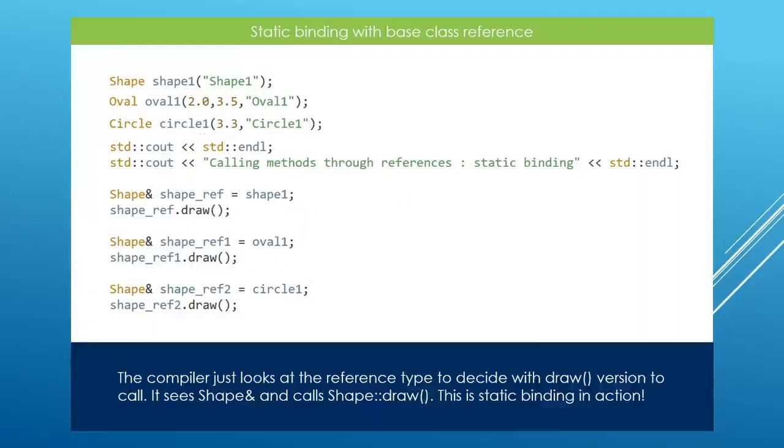But again, the compiler is just going to look at the type of the reference. So for the first line here, it's going to say, I have a shape reference, so I am going to call the shape draw method. That's what we're going to get here. On the second line here, it's going to say, I have a shape reference, so I will call the draw method of the shape class. That's what we're going to see here by default. And on this line here, it is going to say, I have a shape reference, so I am going to call the draw method on the shape class. And this is the behavior we get by default. And this is static binding in action.